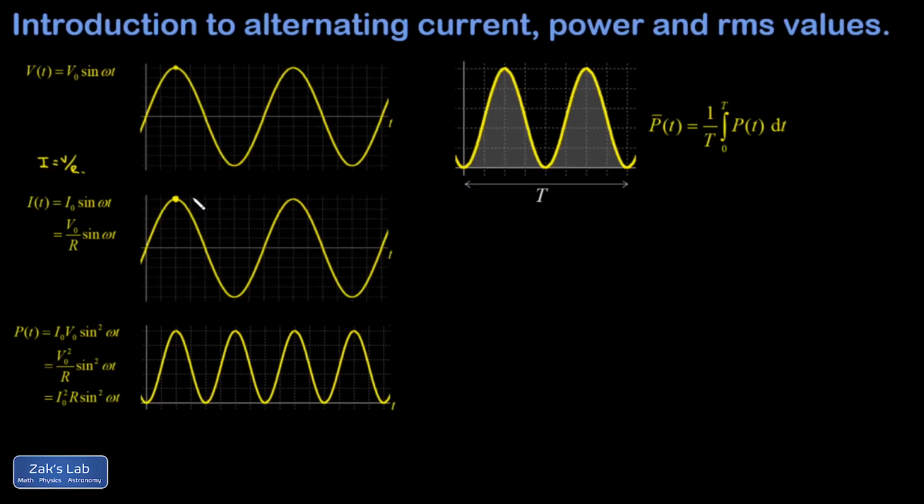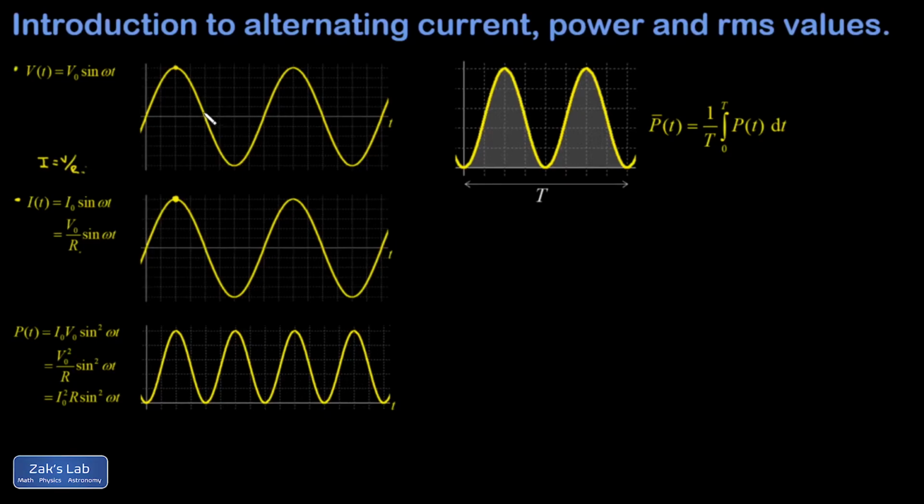So in this picture, the graphs of voltage as a function of time and current as a function of time look identical, but they have different units on the vertical axis. In my first picture, it'd be volts. In my second picture, it would be amps. And notice that I indicated in the current formula that the peak current could be written as the peak voltage divided by the resistance. Again, just applying Ohm's law.